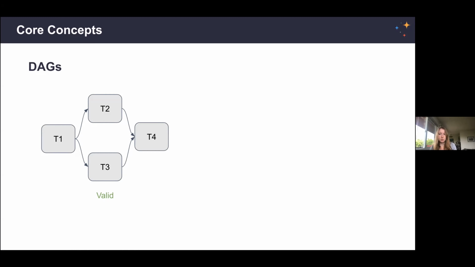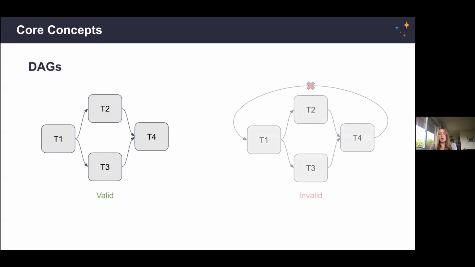This is an example of a super simple valid DAG with a couple of dependencies between tasks. Something like this, on the other hand, would be invalid because you have that loop between T1 and T4. Doing something like this can create an infinite loop in your code, which is obviously bad, so that's not allowed. But past that, you can define your DAGs in whatever way you need to.